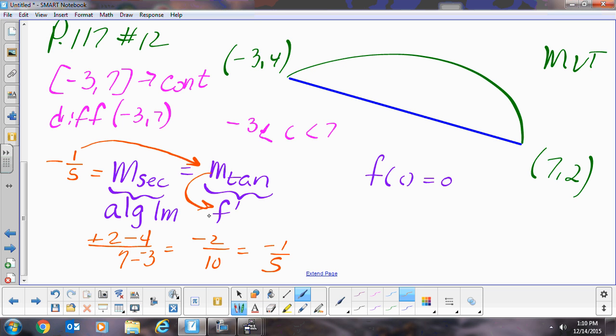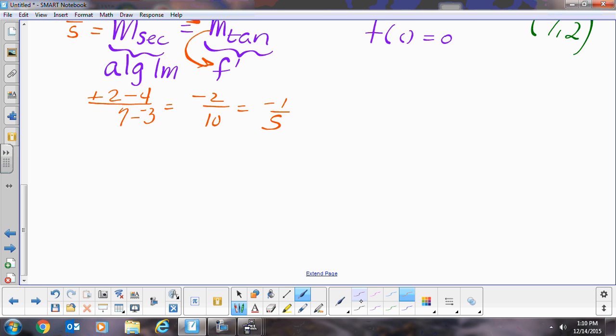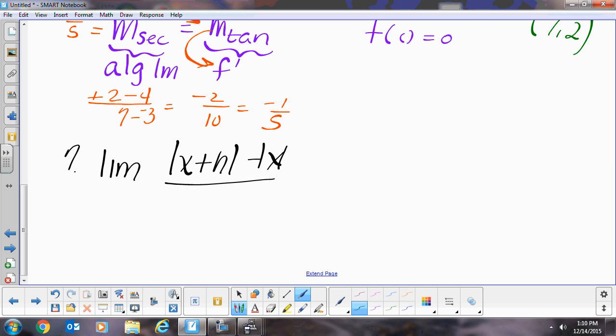All right, Morgan? 41, number 7. Oh, another one of those. This is harder than the last one. Okay, we've got number 7. This is the limit of the absolute value of x plus h minus the absolute value of x all over h as h approaches 0. And they're saying at x equals 3.